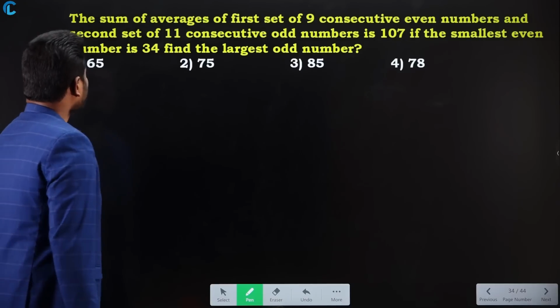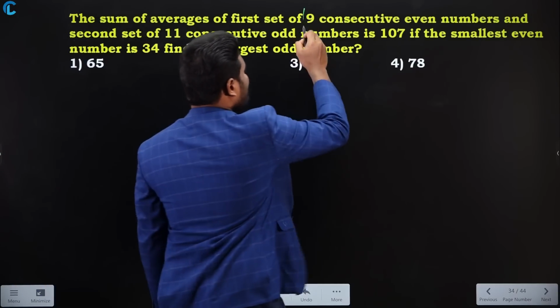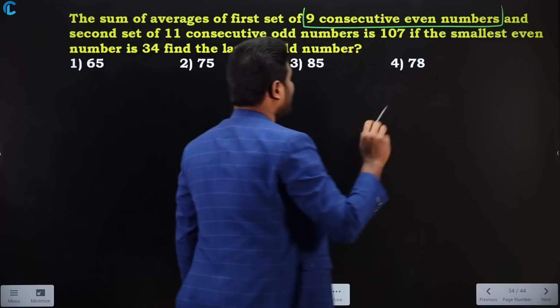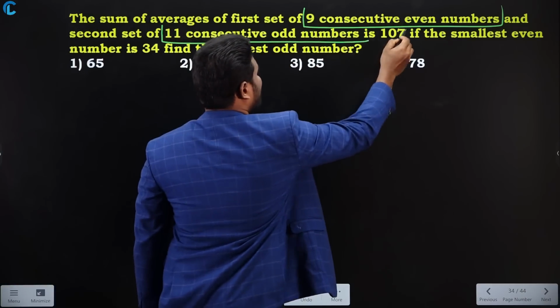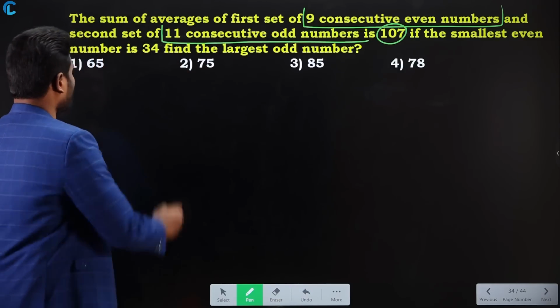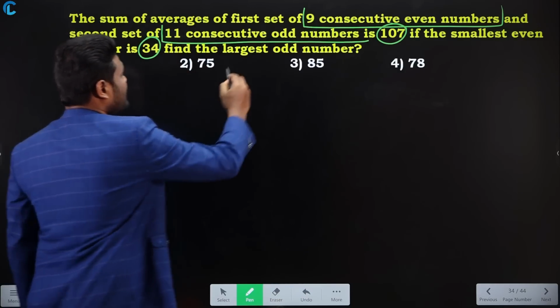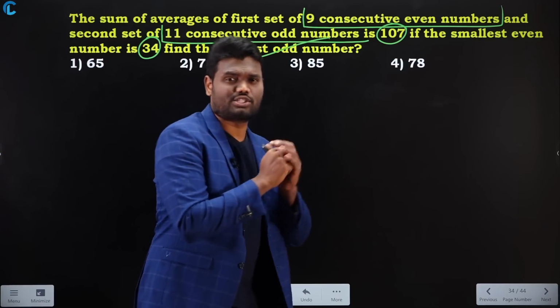Okay, next question. The sum of average of first set of 9 consecutive even numbers and second set of 11 consecutive odd numbers is 107. If the smallest even number is 34, find the largest odd number. We are asked to find what is the largest odd number.